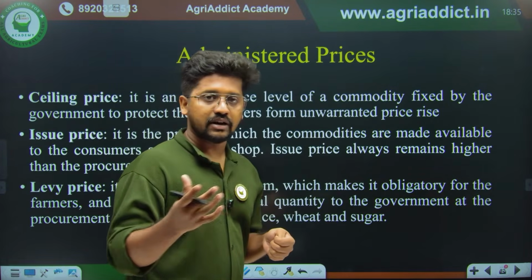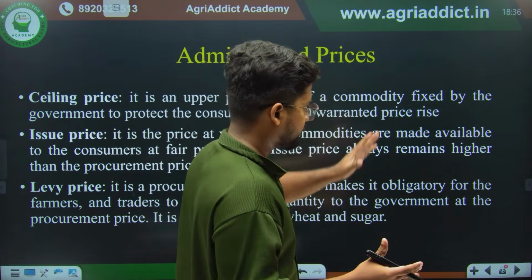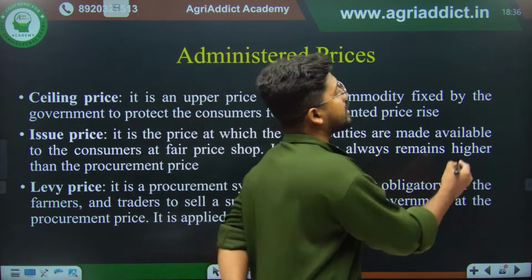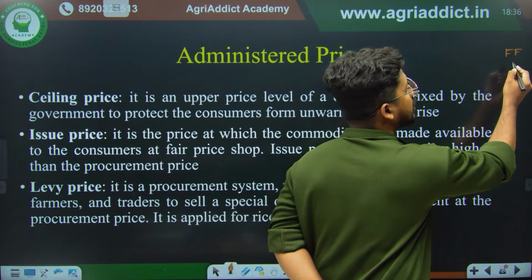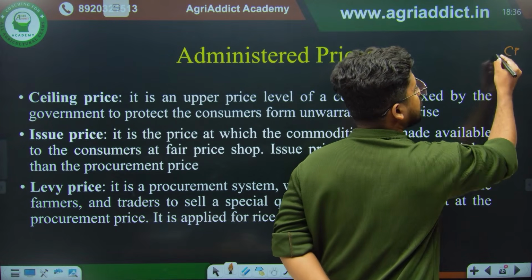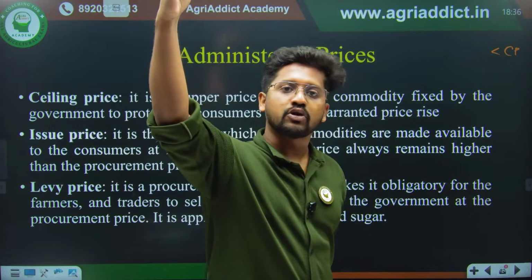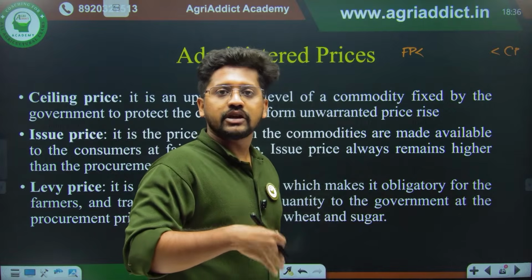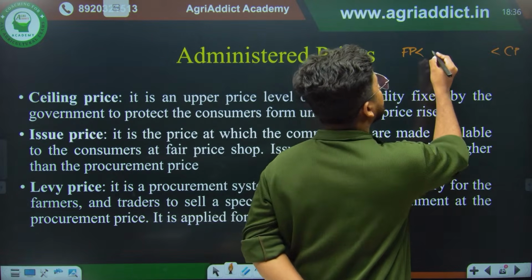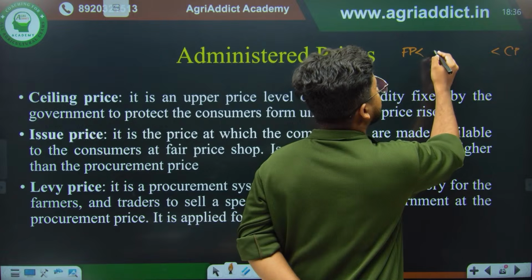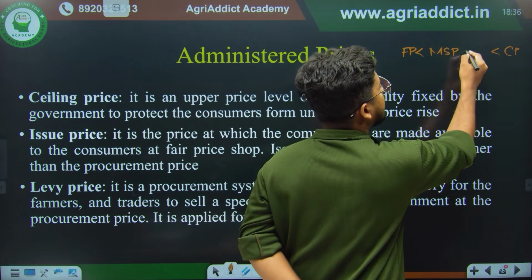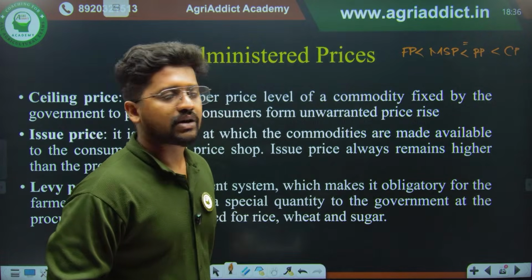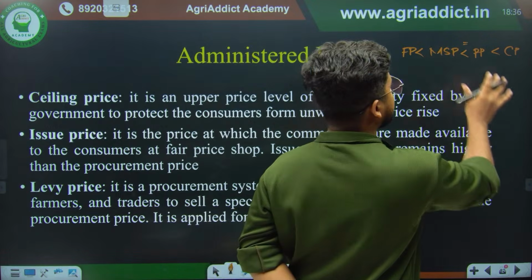As somebody asked in the group today, what about the magnitude of all these prices? As we already know, the ceiling price will be the highest one, beyond which it should not go, and the lowest is the floor price, below which it should not fall, right? In between you will have the minimum support price. Always remember that the procurement price will be higher than the minimum support price, or at times it can be equal, but remember that procurement price is greater than or equal to minimum support price.